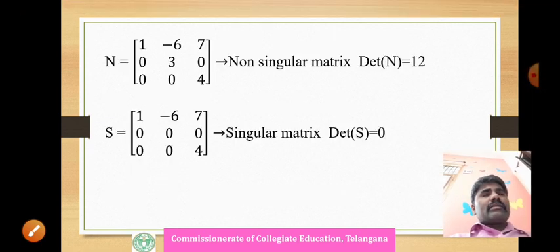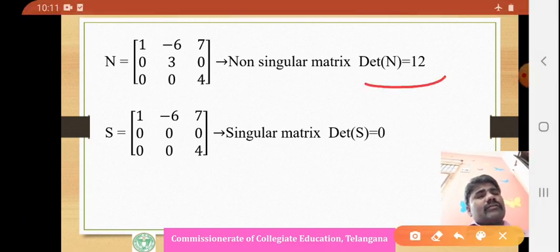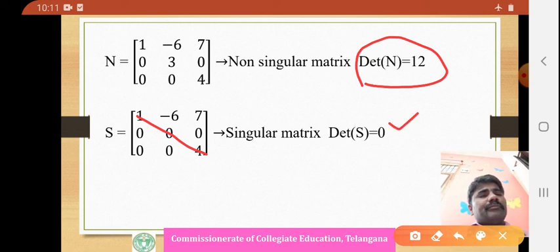Now we can take the non-singular matrix. This is a square matrix of order 3. Since it is a triangular matrix, its determinant is the product of its diagonal elements, that is 1 into 3 into 4 equals 12. The determinant is 12, which is not 0, so this is a non-singular matrix. In the next case, this is also a triangular matrix whose diagonal elements are 1, 0, 4. Its determinant is 1 into 0 into 4 equals 0, so this is a singular matrix. Determinant 0 means singular matrix; determinant not 0 means non-singular matrix.